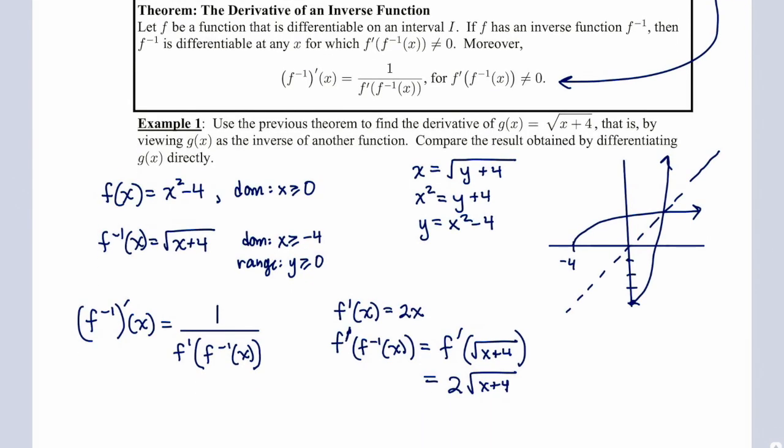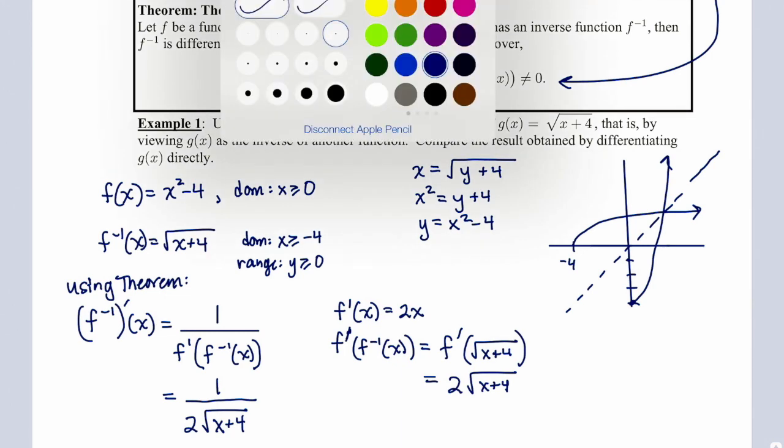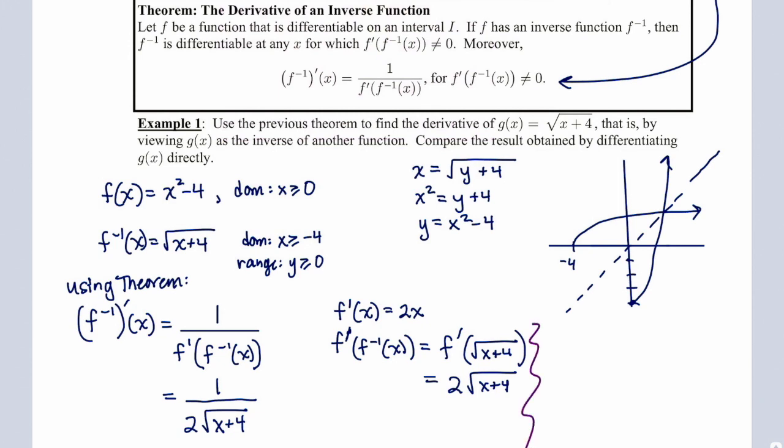So the reciprocal of f prime at f inverse of x would be 1 over 2 times the square root of x plus 4. Right? So that's using the theorem. We can find the derivative of the square root of x plus 4 that way. And then we can also try to find that derivative without using the theorem, evaluating the derivative of the square root of x plus 4 directly.